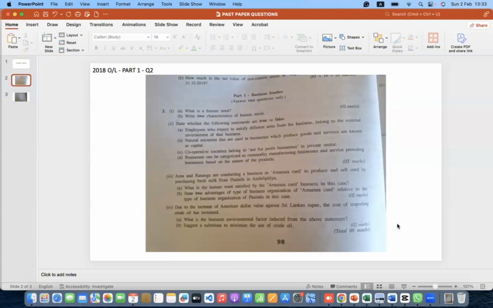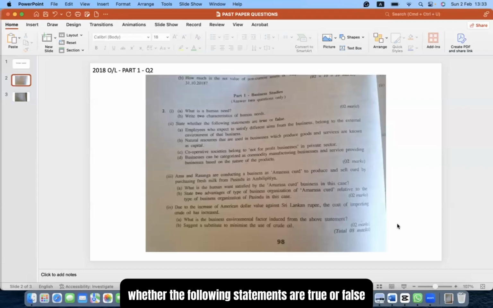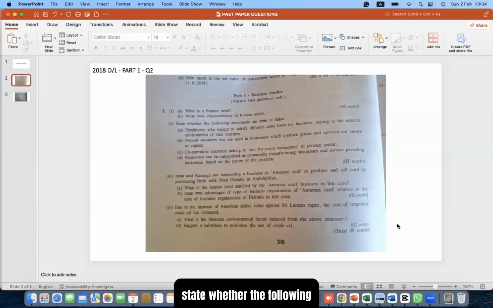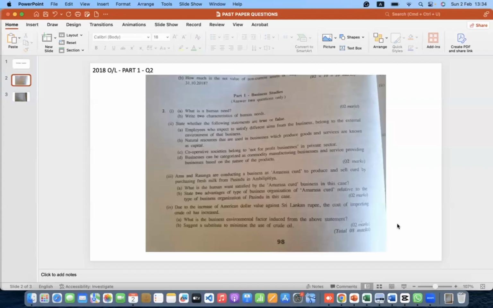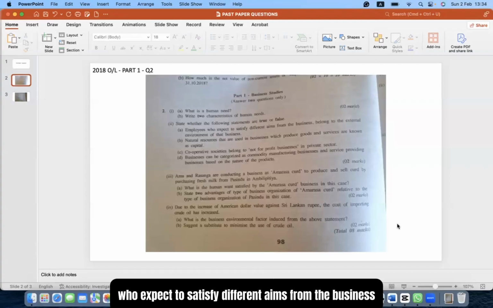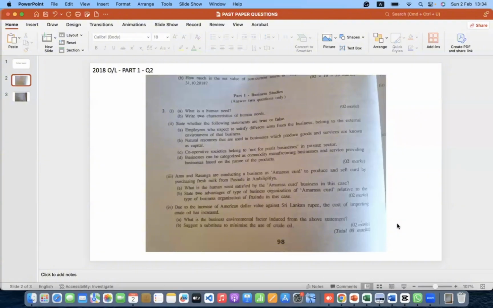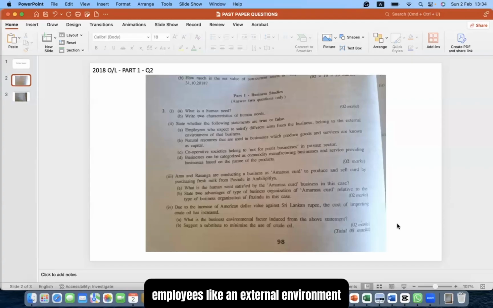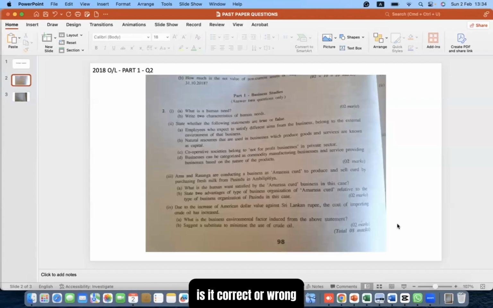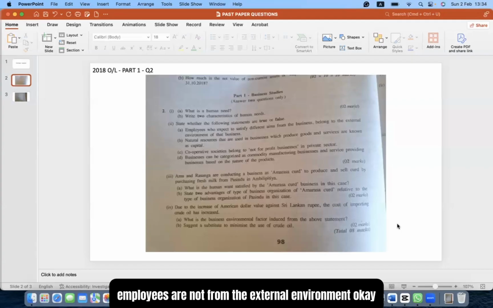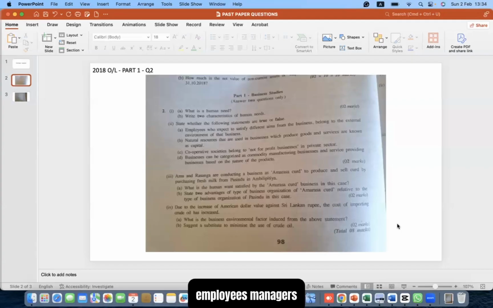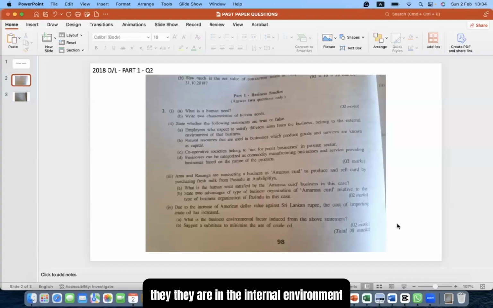Then, state whether the following statements are true or false. Employees who expect to satisfy different aims from the business belong to the external environment of that business. Is this correct or wrong? This is wrong because employees are not from the external environment. Employees and managers are in the internal environment.